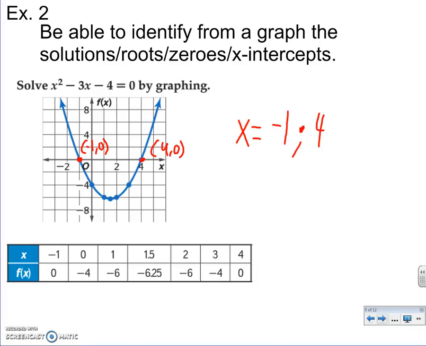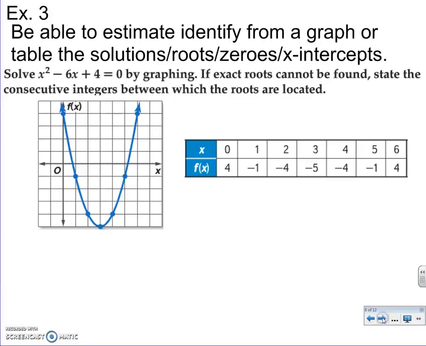Also, I could check using a table. Remember, the y has to be 0. So see, f of x is 0 right here when x is -1. So there's one x-intercept. Also, f of x or y equals 0 here when x is 4. So that's the other x-intercept. Last, you have to estimate x-intercepts, or solutions, or roots, or zeros, or whatever you can call them.